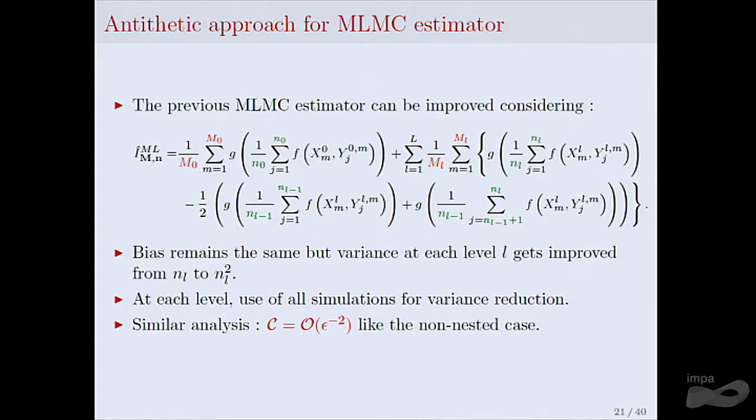So what you can do, for the multi-level estimation, is use all the simulations for variance reduction. It's the same as before, but we didn't have the 1 over half here, so we just had this term. Now you still have this term, but you're adding another: you're using N_{L-1}+1 up to N_L inner samples to reduce the variance. And you see that at each level, the variance gets improved from N_L to N_L squared. If you conduct the same analysis as before, you get the wanted computational cost.